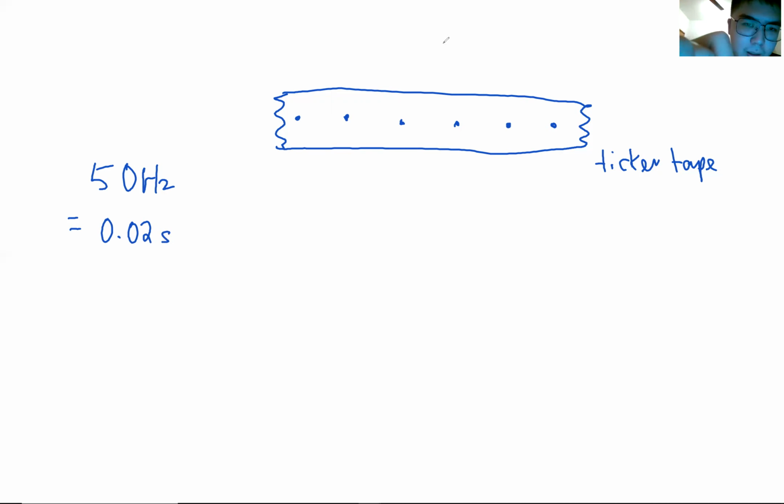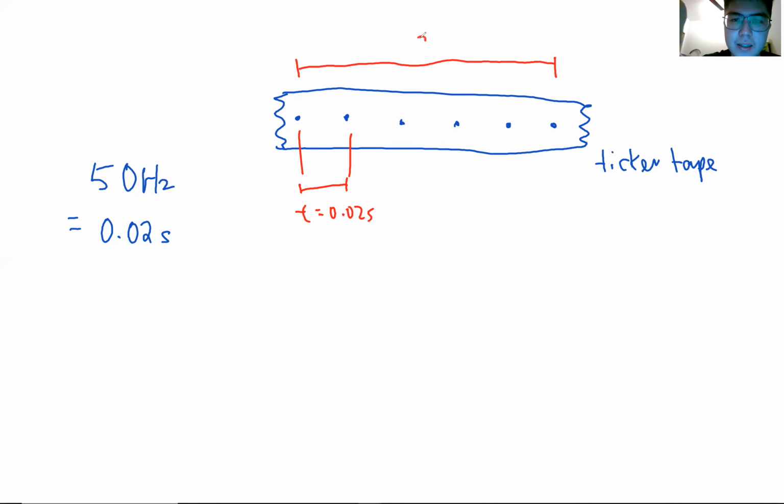So I can label here, between this one and this one, it is only 0.02 second. So if you have 50 dots, that adds up to 1 second, right? So how do we measure the velocity? We have to first measure the length. So we use a ruler to measure the length, and here let's say it is 8 cm. So we use the formula v equals the distance divided by time.